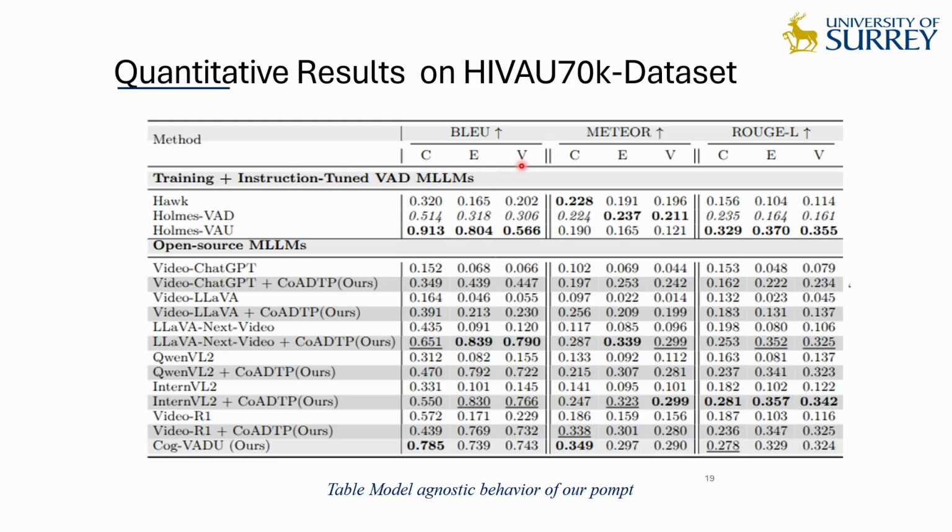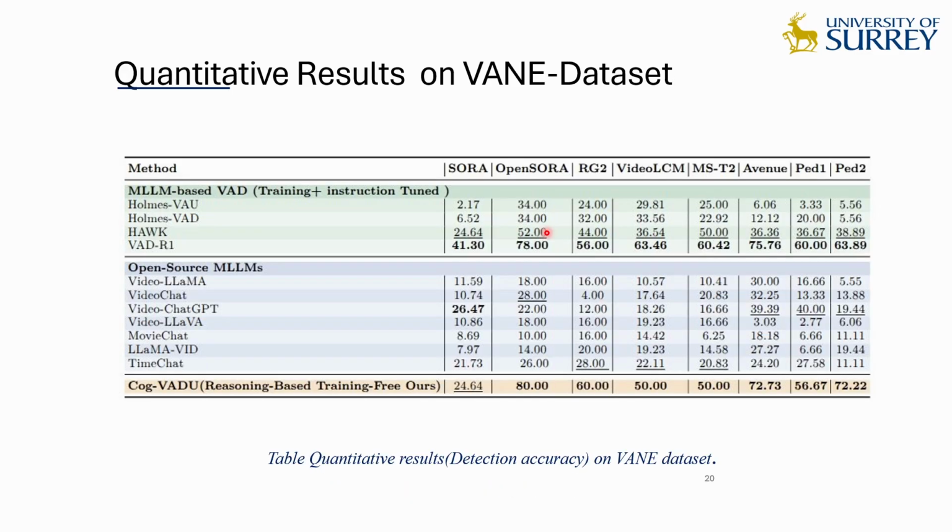And this CEV means the videos have been divided. The dataset contains clip-level videos, event-level videos, and video-level videos, the full videos. As you can see, we are getting better performance whenever the base models are adapted with this chain of anomaly detection thought prompting. So these are the quantitative results on this VANE dataset. As you can see, we are also achieving a good performance for this detection.